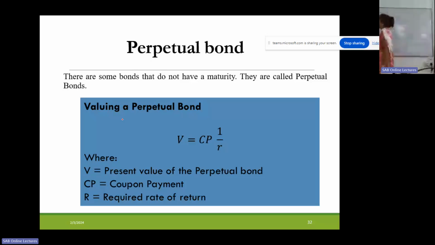Value is equal to coupon divided by the investors' required rate of return. For perpetual bonds there is no maturity; the cash flows go on for an indefinite period. So the intrinsic value you can calculate as coupon divided by required rate of return.